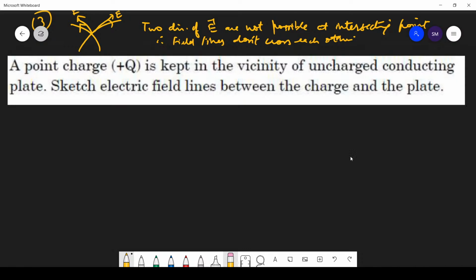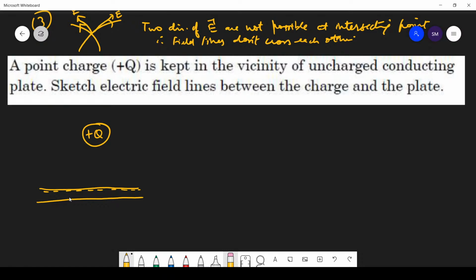So a point charge plus Q is kept in the vicinity of an uncharged conducting plate. You have to sketch the electric field lines between the charge and the plate. Suppose this is the uncharged plate and you have placed plus Q charge. This plate is uncharged. As you place plus Q charge, the negative charge will appear on this side of the plate.